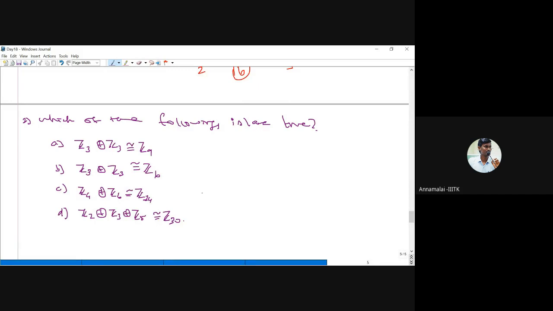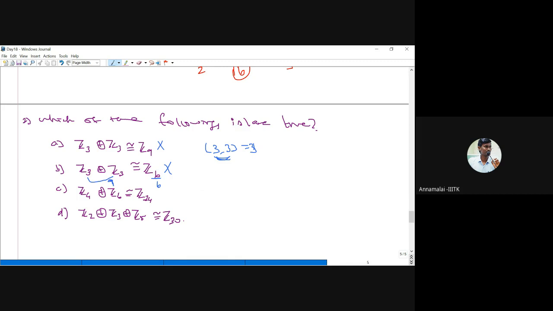Look at the first option, Z3 cross Z3 is isomorphic to Z9. No. This happens only when the GCD of 3 comma 3 is 1. If the GCD is 1, then it is isomorphic to the product. But the GCD of 3 comma 3 is 3, not equal to 1. Therefore, this is false. Look at the second option. What is the order of this? It is nothing but 3 into 3. The order is 9 here. So the number of elements on the left-hand side is 9. But Z6 has order 6. Therefore, it cannot be isomorphic. Isomorphic means that both orders should be equal. Therefore, the second one is wrong.